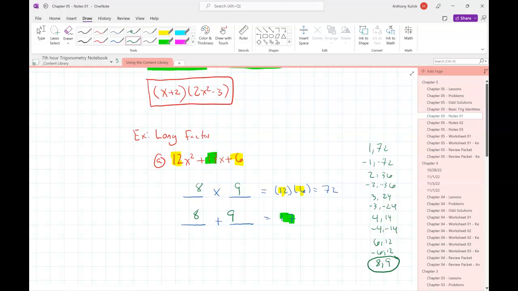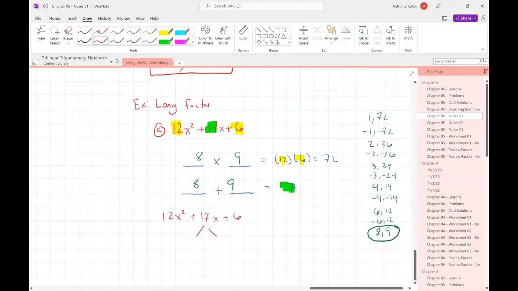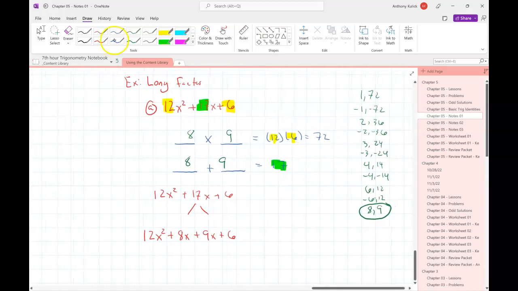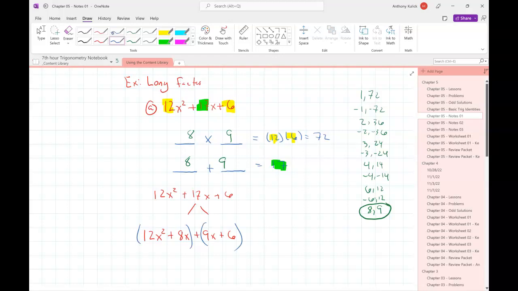So what do I do with those two numbers now that I found them? It doesn't go straight to our answer. What I'm going to do with those two numbers is it's going to allow me to rewrite this as a 4-term quadratic. Say what? So I'm going to rewrite the 17x as 8x plus 9x. And now I'm just going to do my factor by grouping.